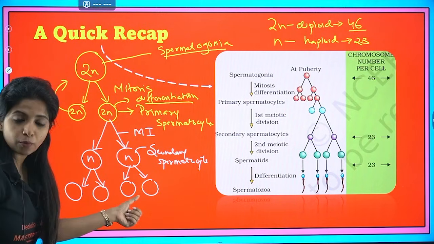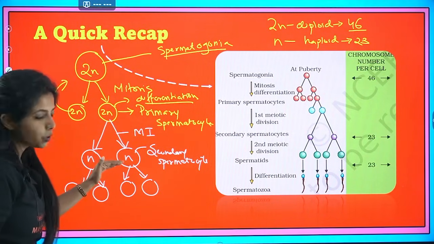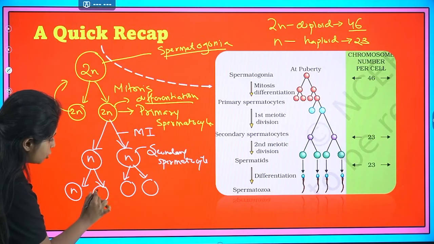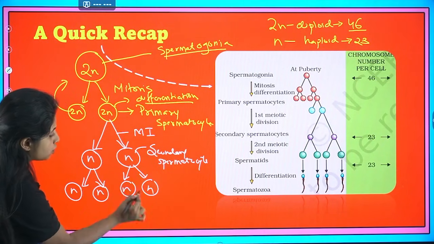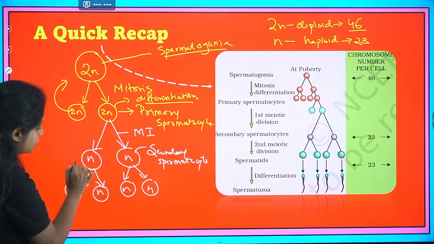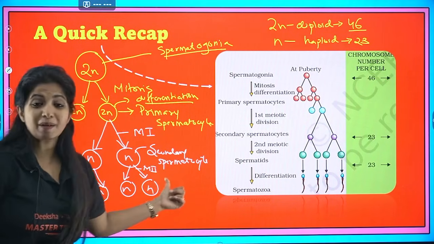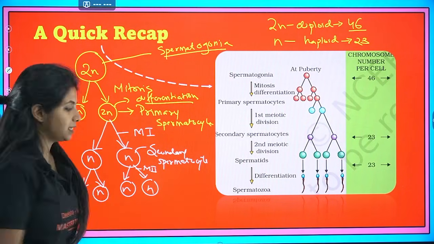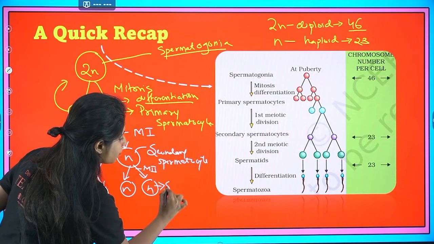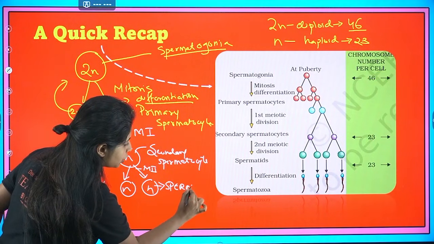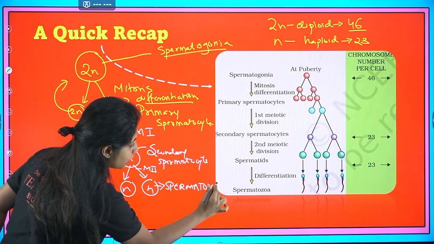Ma'am, will it reduce the number of chromosomes again? No. Only in meiosis 1 does reduction happen. Here it will be just n, the same number of chromosomes that you have over here. And this is meiosis 2 that is taking place over here. And what are you going to get over here? Ma'am, sperms? No. You call this spermatozoa.